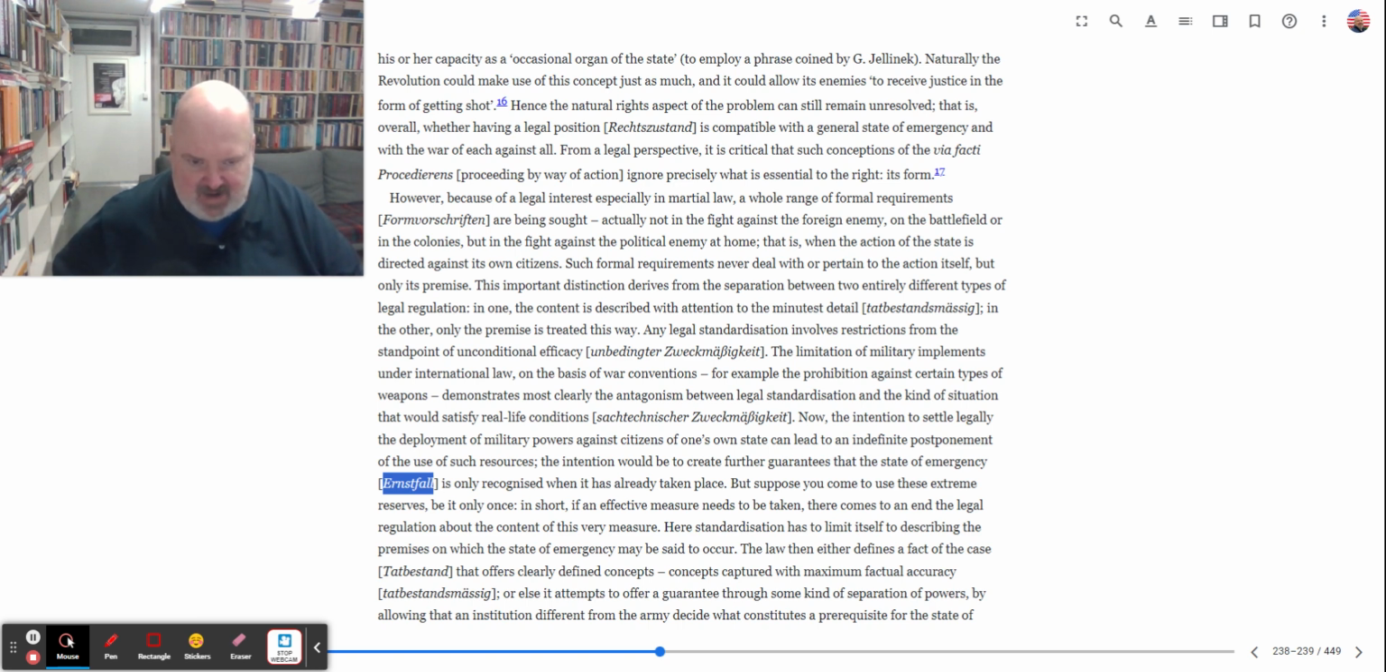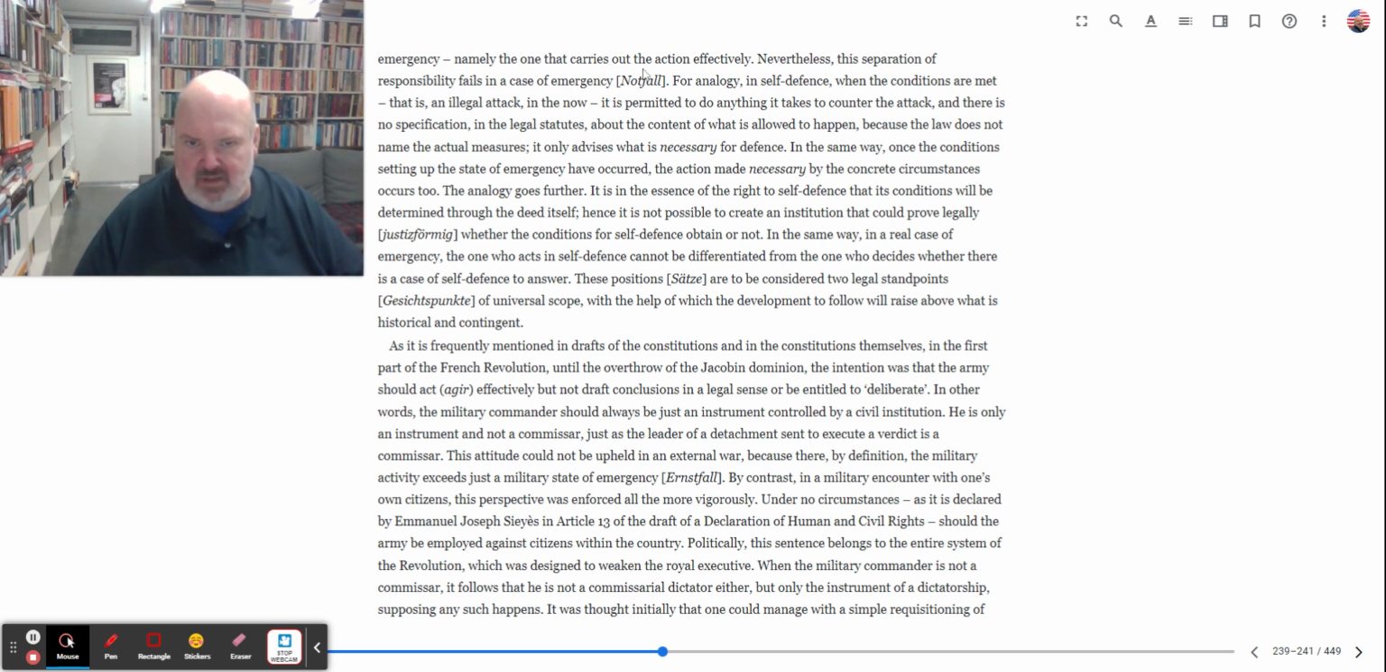The law then either defines a fact of the case that offers clearly defined concepts, concepts captured with the maximum factual accuracy, or else it attempts to offer a guarantee through some kind of separation of powers by allowing an institution different from the army to decide what constitutes a prerequisite for the state of emergency, namely one that carries out the action effectively. In other words, another body, not the army. The army won't decide this. It's going to be another body. Nevertheless, the separation of responsibility fails in a case of emergency. So they can do this, but that will fail in a case of real emergency. The creation of that body would take too much time.